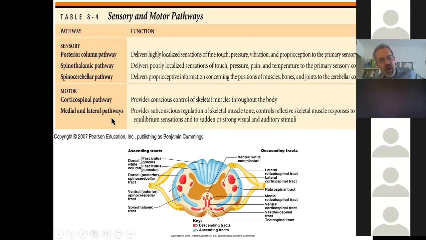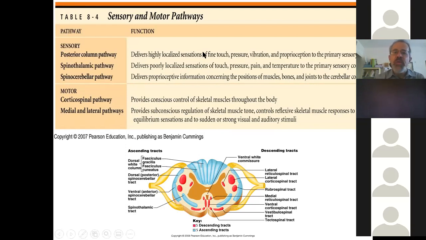These 2 are part of the descending tract. And what do I want you to know about this? Well, with the motor pathway, the nerves are responsible for controlling muscle function. Corticospinal is conscious control. The medial and lateral pathways are subconscious. You notice a lot of times, when we're walking, we initially think of walking, but then we're basically subconscious. We don't think of every single step that we're doing, right?